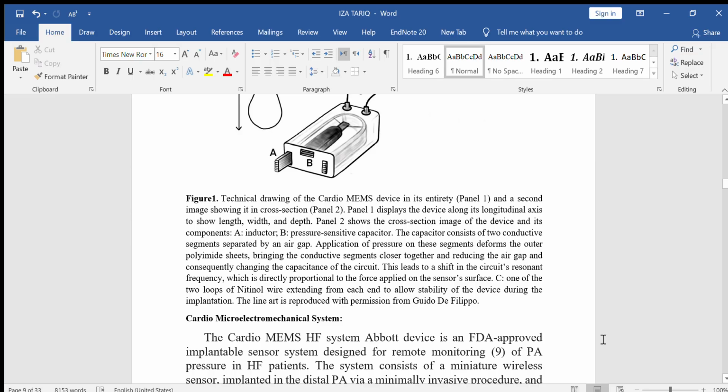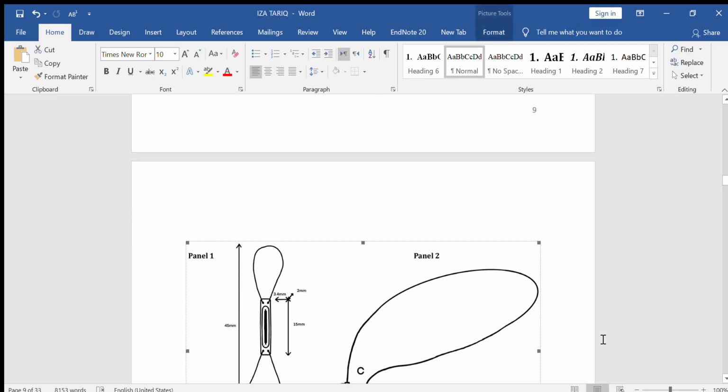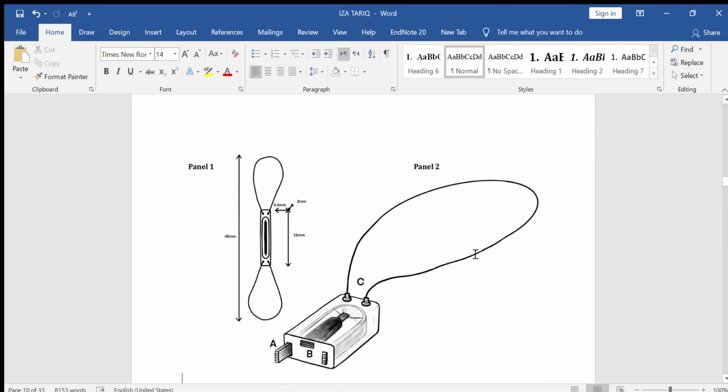This is a figure of a microelectromechanical system. It is only one figure, but panel 1 shows the longitudinal axis and panel 2 shows the cross-sectional area of this figure.